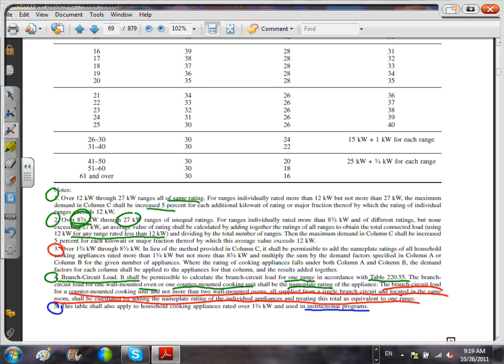Any question about these notes? Any question about these notes? Okay, let's go take the example now. Any question, guys? Okay.